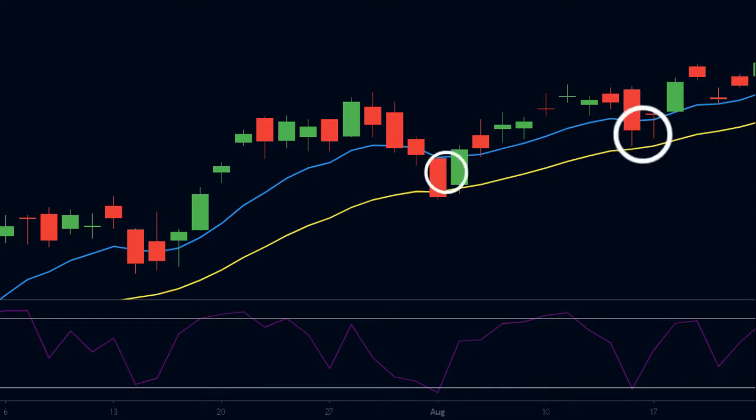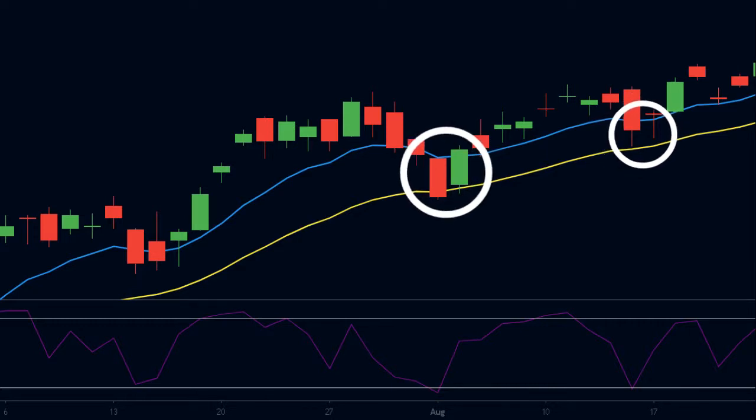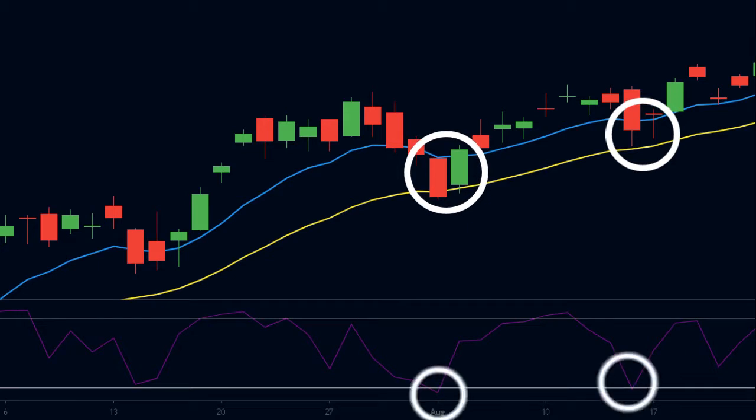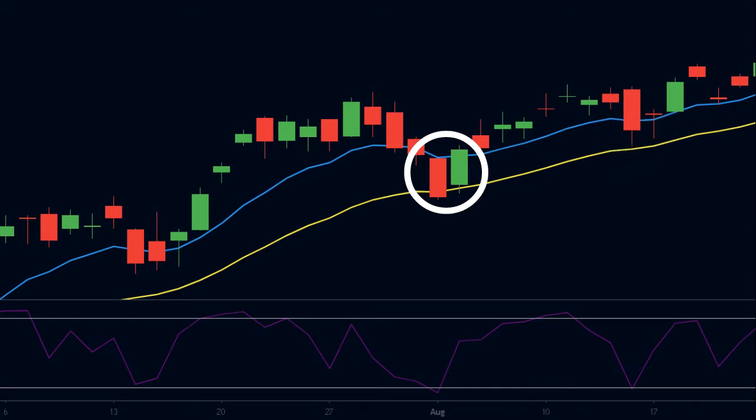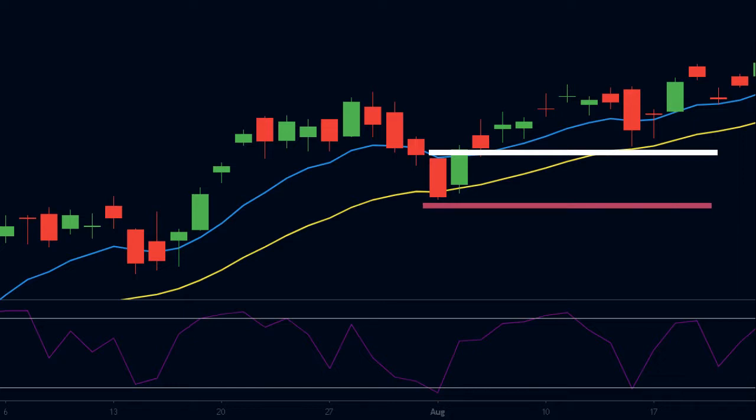Now, look at these points. Here we can see that the price pulls back to the moving averages, and at the same time, the 2-period RSI goes below 10. This is our trigger candle. There is a confluence between the moving averages and the RSI. After the appearance of this trigger candle, we will place a buy stop above the high of this candle. We can keep our stop loss below the trigger candle.